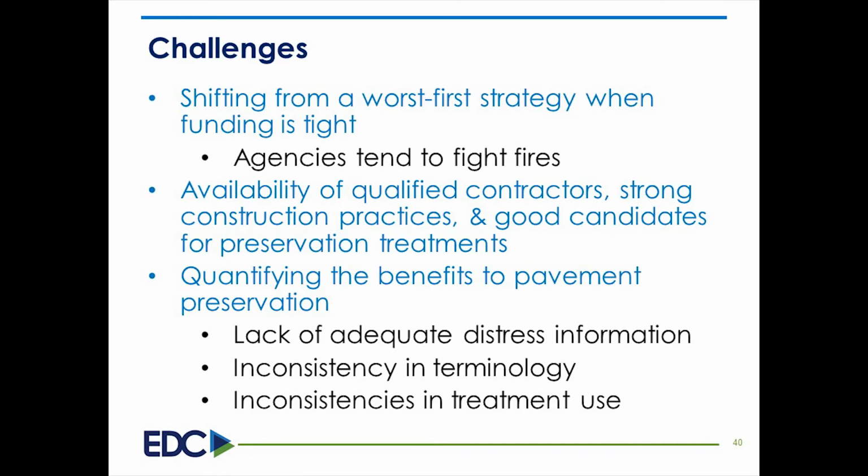We've also heard about the availability of qualified contractors, or being able to switch to chip seals. In Washington State, if you really can't see much of a difference between an asphalt pavement and a chip seal, I think you're going to be much more successful than in a state where your chip seal practices lead to broken windshields, customer complaints, and those kinds of things. So having the right contractors and people that are skilled and able to put in good quality treatments is another challenge. And then being able to quantify the benefits of preservation.